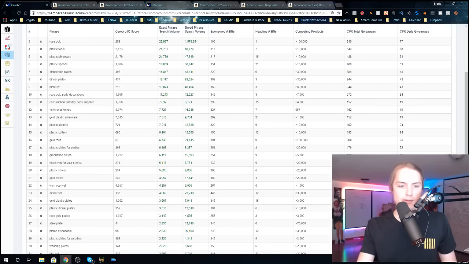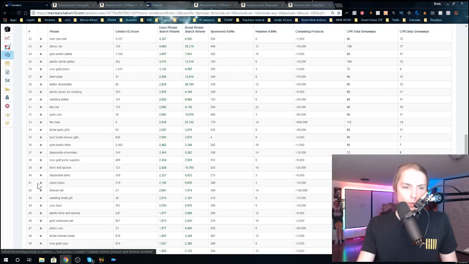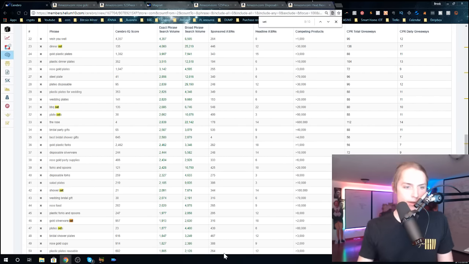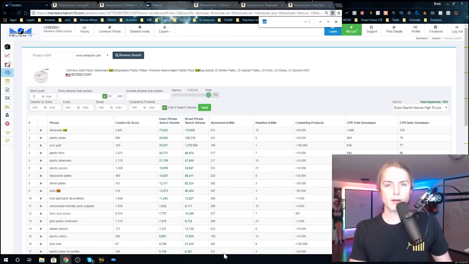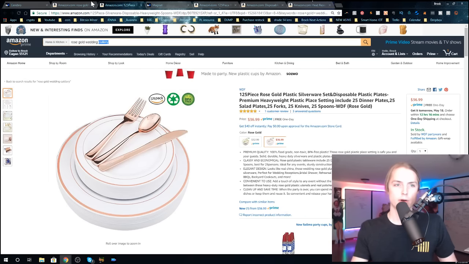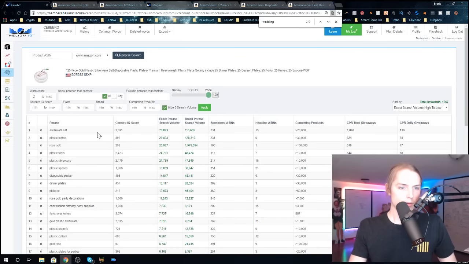Graduation plates, wish you well. Wedding bridal gift. Let's see. Is there the word set? Wedding plates, wedding bridal gift, wedding plates. Okay, so yeah, wedding plates is one of the more keywords where this is probably actually getting sales, or just rose gold in general is getting a lot. Rose gold party decorations. So I guess we talked about that right in the beginning. Let's see.